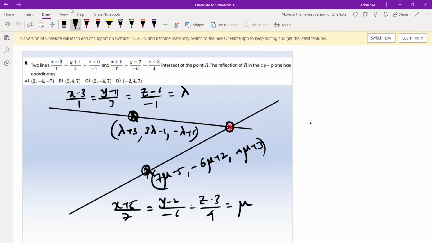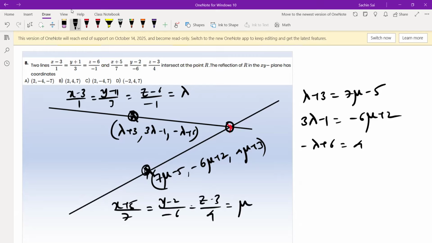So here, to find the point of intersection, you have to equate the x, y, and z coordinates of the general point. So lambda plus 3 equals 7 mu minus 5. 3 lambda minus 1 equals minus 6 mu plus 2. And minus lambda plus 6 equals 4 mu plus 3. Right? So you have three equations. If you're able to solve them to find the value of lambda or the value of mu, you will get the point of intersection. Right?